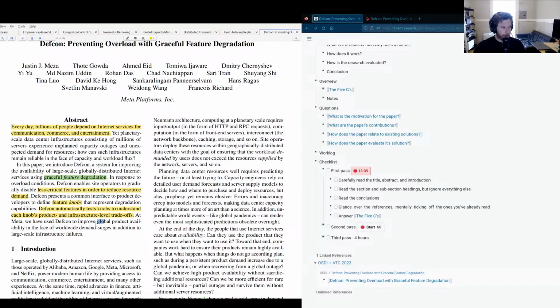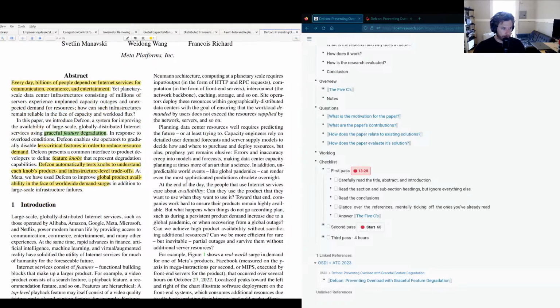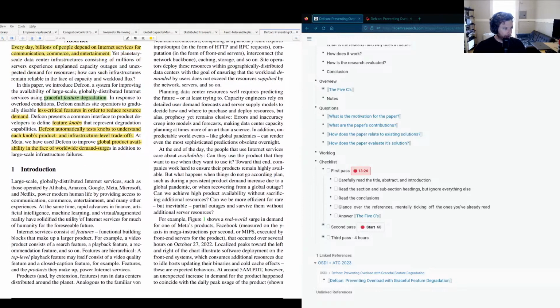Okay, and then they say they've used Defcon to improve global availability in the face of worldwide demand surges. So I'm curious how much have they increased availability? So now let's look at the introduction.